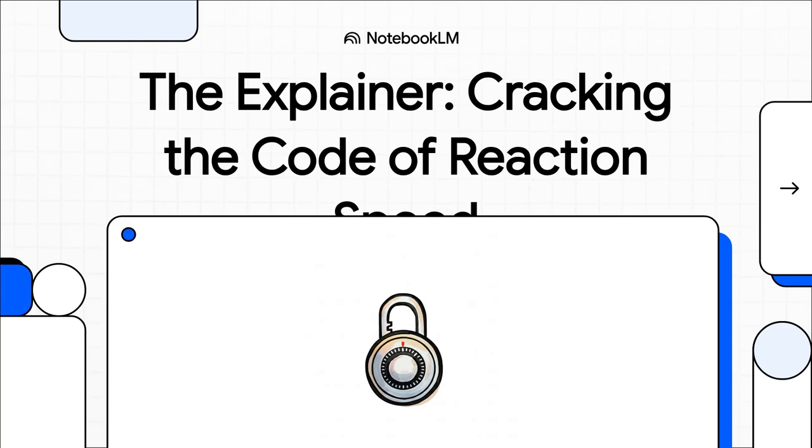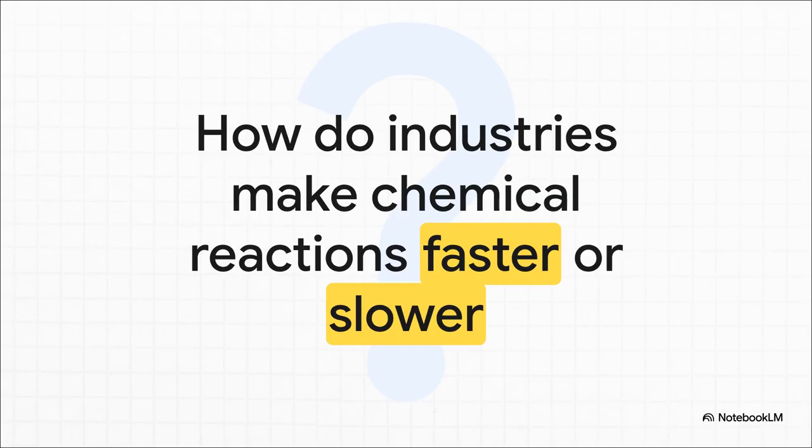Hey, welcome to The Explainer. Today, we're going to put on our detective hats because we are going to crack a secret code. A code that controls one of the most important things in all of chemistry and industry, just how fast a reaction happens. So, let's just dive right in.